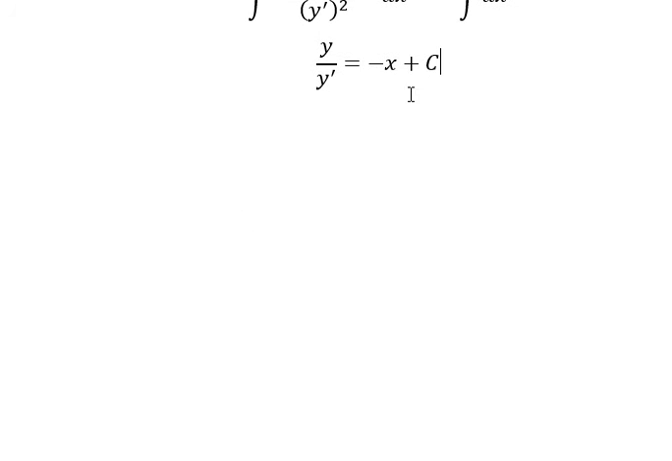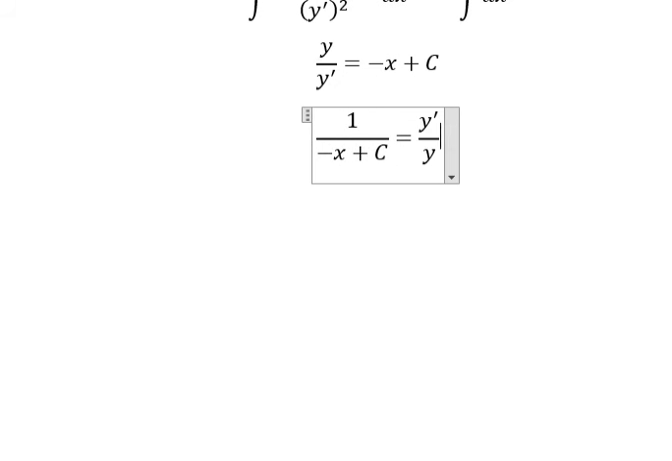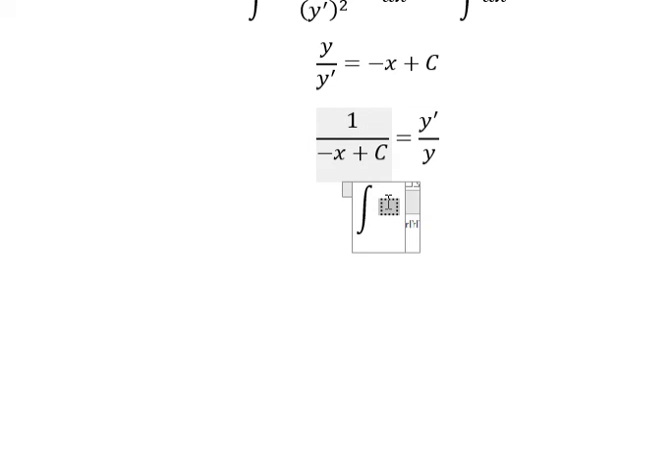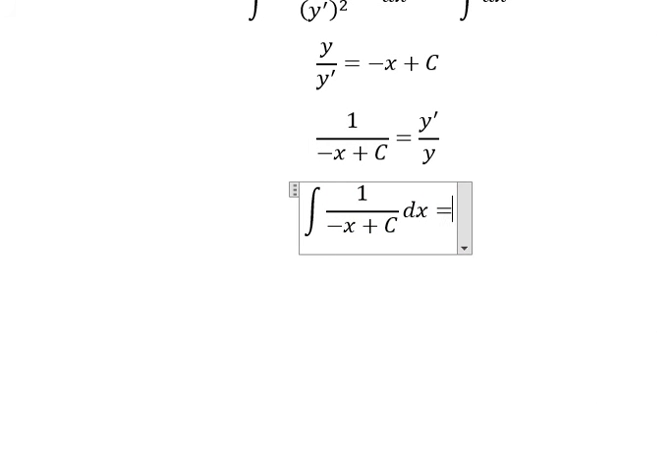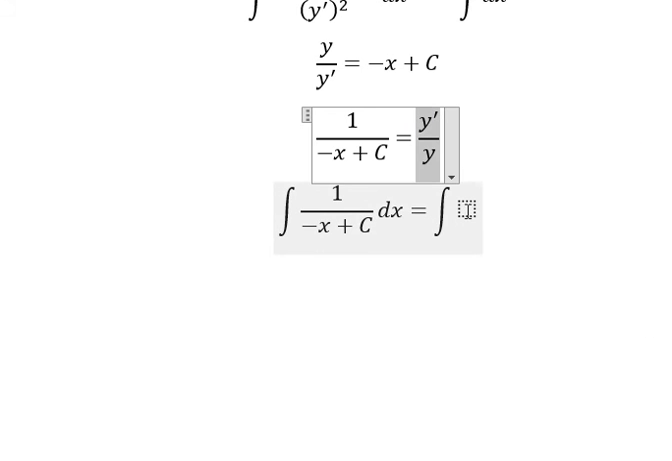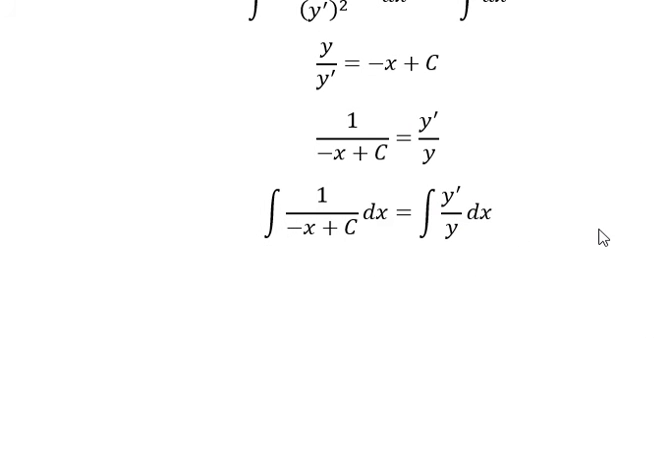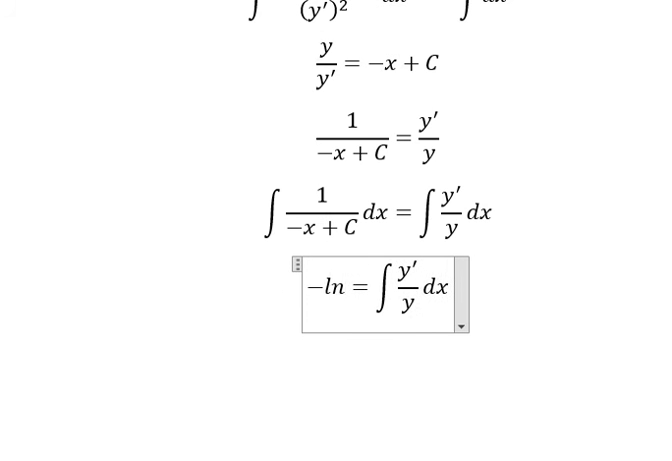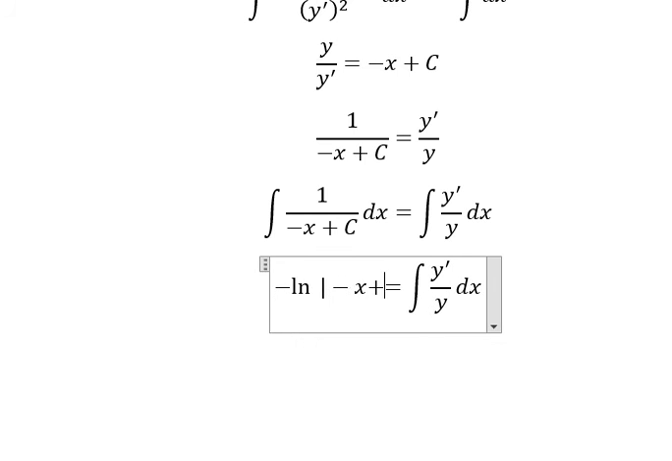Next, we need to swap this one and this one. So we will have like this. Next, we need to put the integration for the both sides. So the integration of this one, we have negative Ln of the absolute value of negative s plus c.